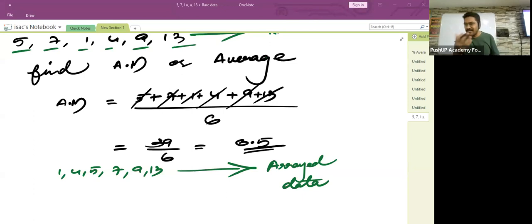Because I'm not changing the observations, children. I just changed the way they were arranged. In raw data, it was arranged in a haphazard way, isn't it? But in arrayed data, it was arranged in ascending order. Just the name of the data has changed from raw to arrayed. That's all. So this is all about raw data and arrayed data.